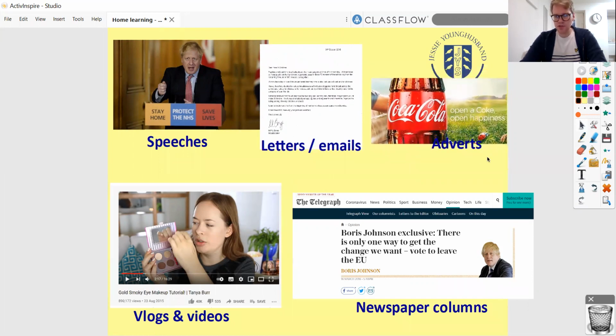Adverts in all different shapes and forms are going to be persuasive in nature. I say all different forms there because, of course, there are all sorts of different types of adverts. There are some in newspapers and magazines, which are print adverts. There are video adverts. There are all sorts of different adverts you might see.